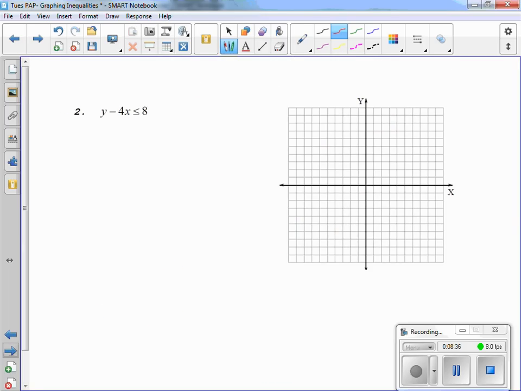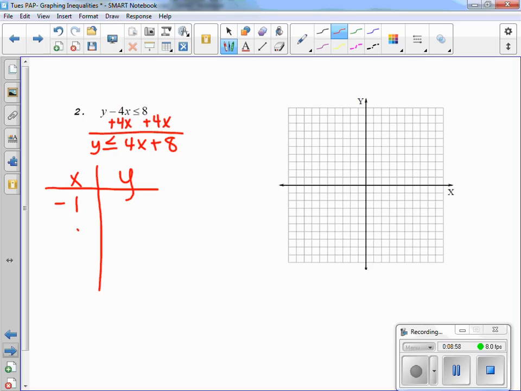Our next example is not solved for y, so I do need to do that. This is the part I need to get rid of. So to get rid of a -4x, I add a 4x. That gives me y less than or equal to 4x plus 8. Y is all by itself now, so I'm ready to make my t-chart.